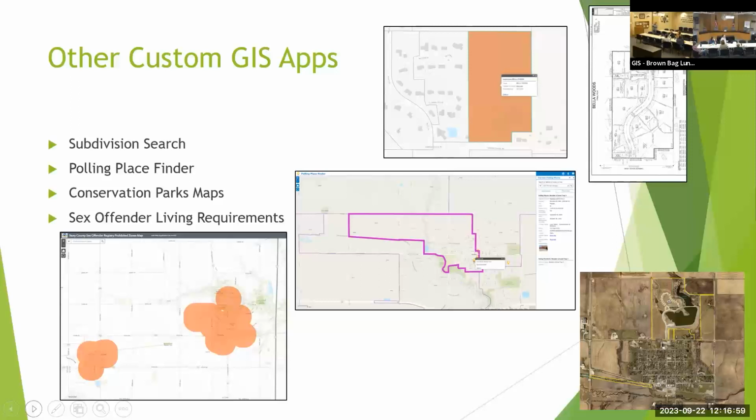But yeah, so with the subdivision search, you search for the name of the subdivision, it comes up, zooms you to it, and then you click on a link, and it brings up the PDF of that. And the engineers that use it absolutely love it, and they're really happy.